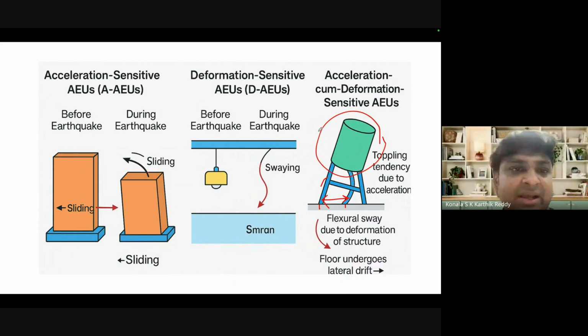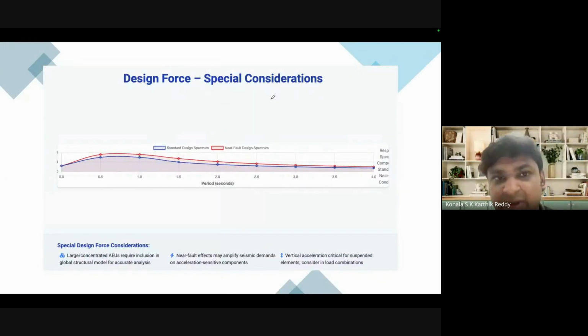So this is how we classify the equipment as acceleration-sensitive or displacement-sensitive. And this is a special provision which is newly added. They have also included special interest in near field ground motions. You can see this is the standard spectrum which we have, and because of near field ground motion, it is slightly scaled up.